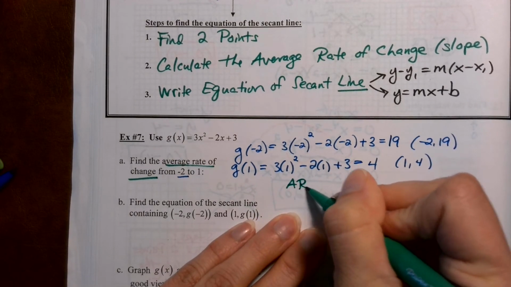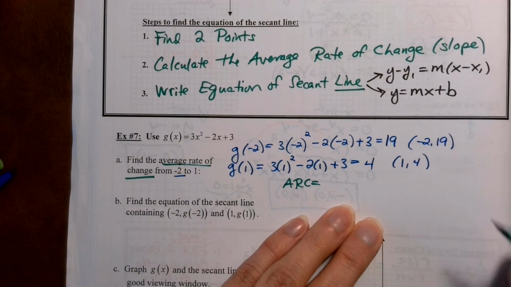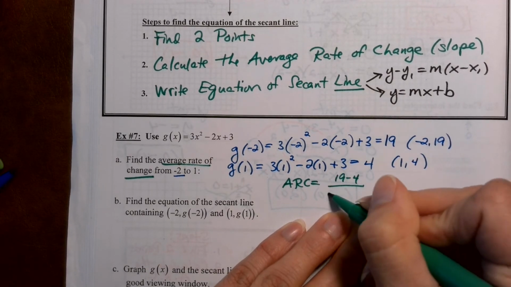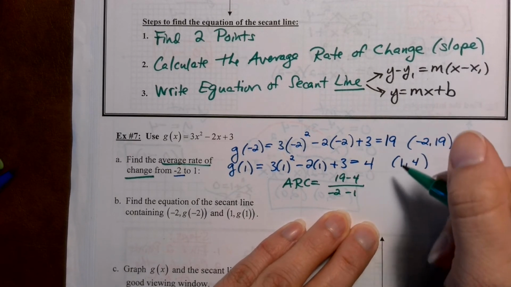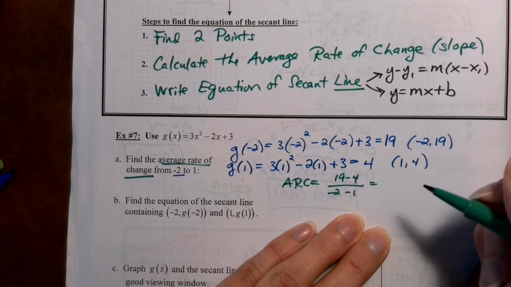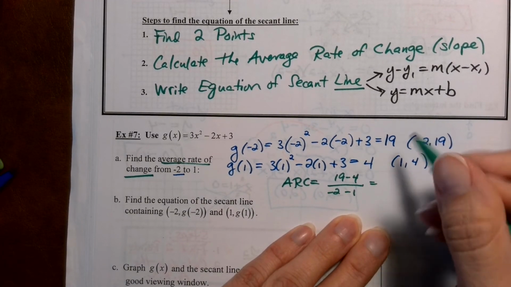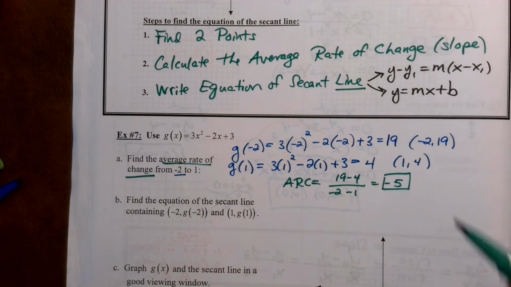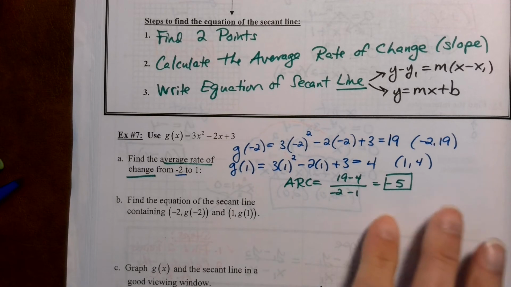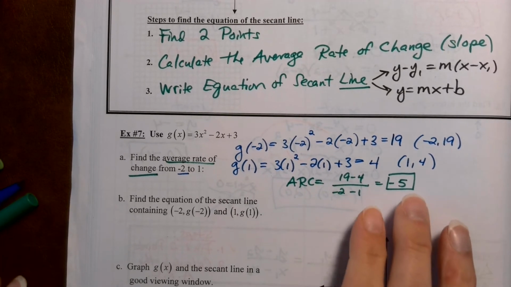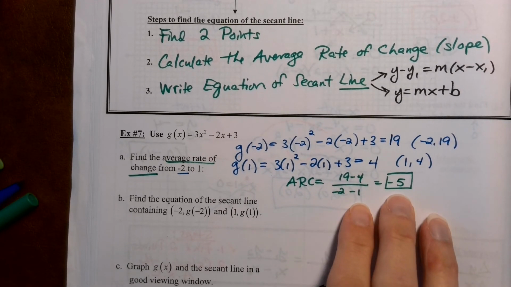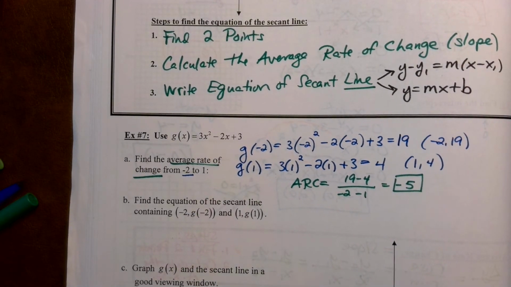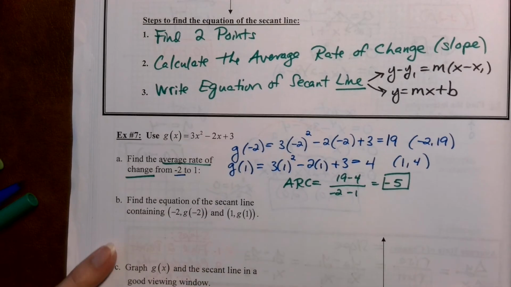Okay, but remember, we were supposed to be finding the average rate of change. So the average rate of change between these 2 points, 19 minus 4 over -2 minus 1, gives us 15 over -3, which is -5. Okay, but that is not the equation of the secant line. That's just the slope. Okay, let's take a look at this. Question B. So they're guiding us through getting to the equation of the secant line.